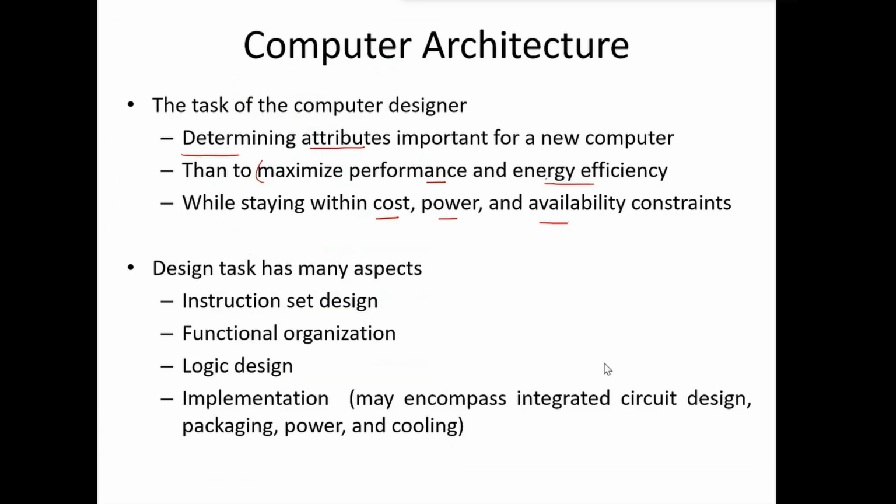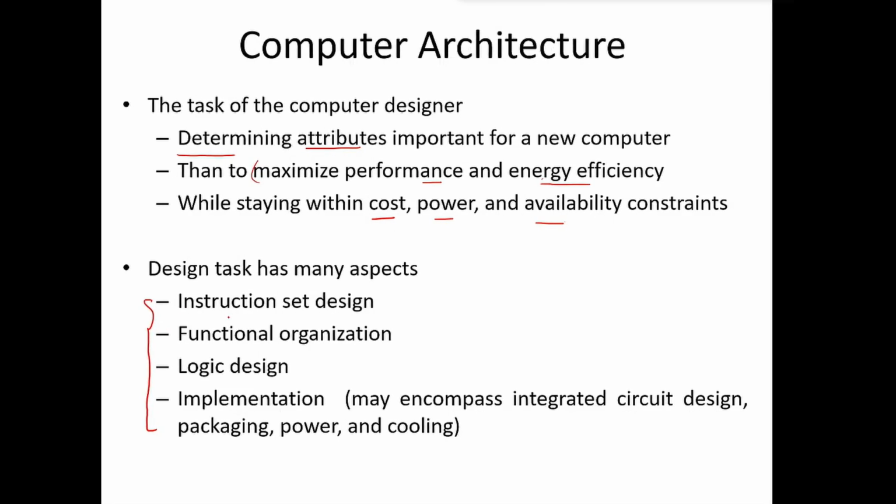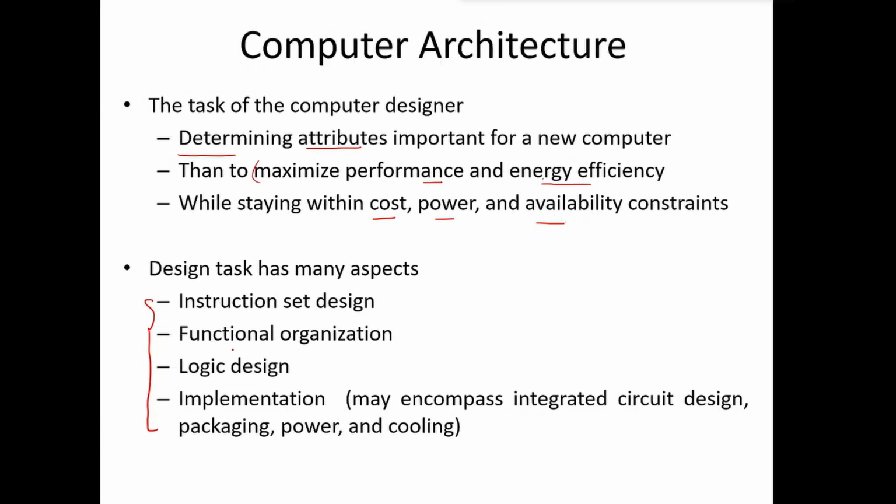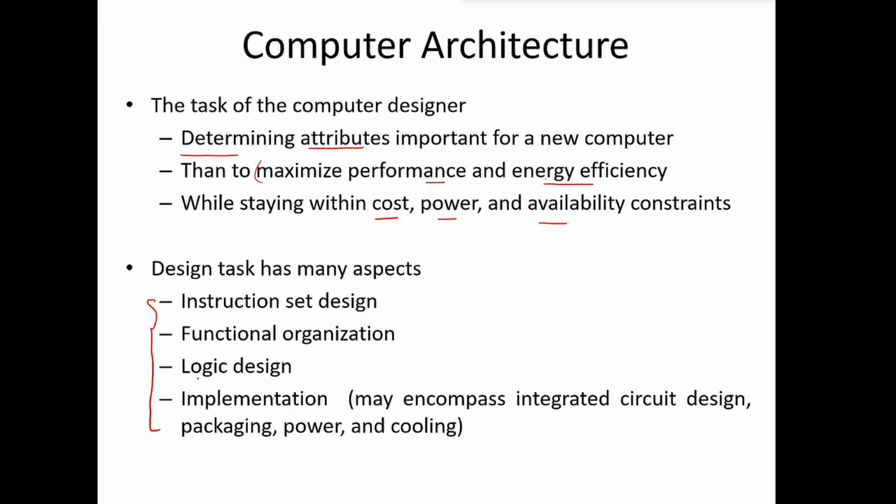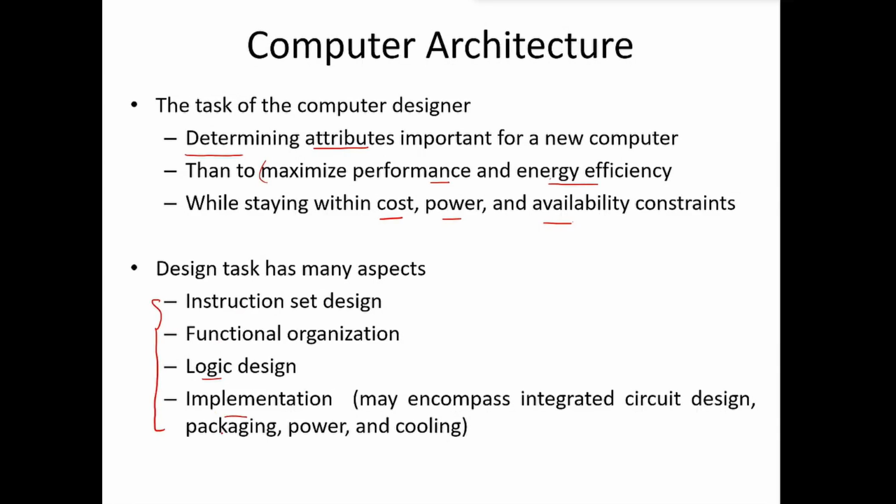Okay, so when you are going for designing, there are many aspects to be considered. Of that, the first one, these are the four base things that have to be considered. One is the instruction set design. The next one is the functional organization, how it has to be organized. Then the logic design, and finally the implementation part. So these four are the main aspects when I am going for computer architectures.